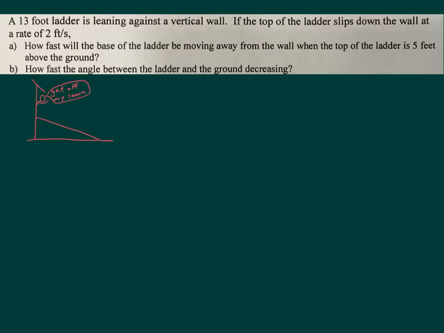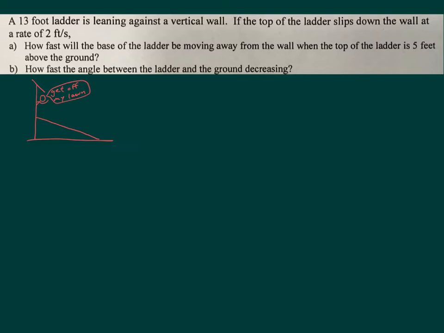A 13-foot ladder is leaning against a vertical wall. If the top of the ladder slips down the wall at a rate of 2 feet per second, we will have 2 questions here. How fast will the base of the ladder be moving away from the wall when the top of the ladder is 5 feet above the ground?